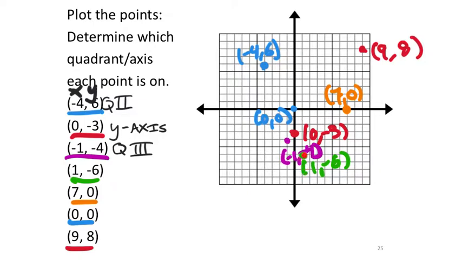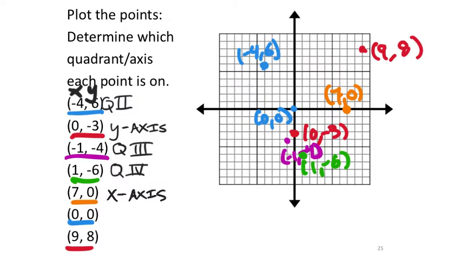(1, -6). This is the screen point, which got a little cluttered there. That would be quadrant 4. I think we get one in each of the quadrants, right? And then (7, 0), that's the orange point there. That's directly on the x-axis.